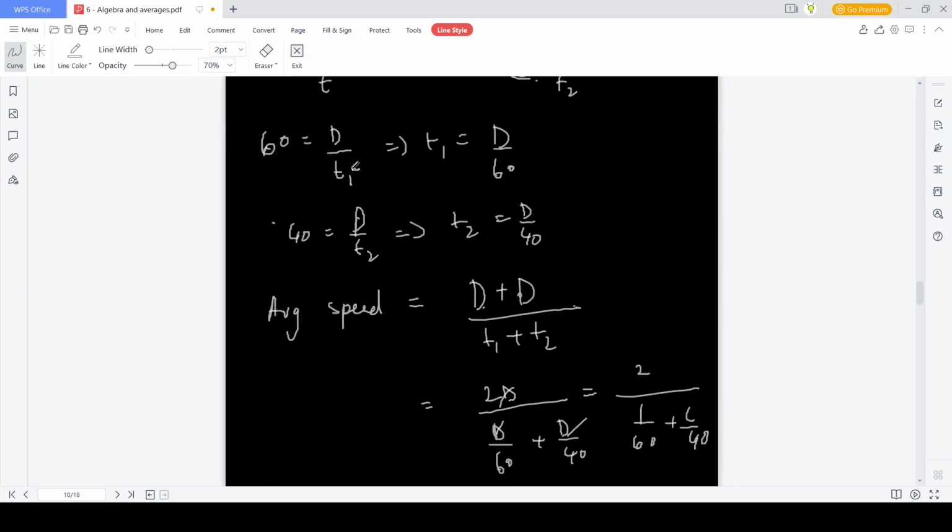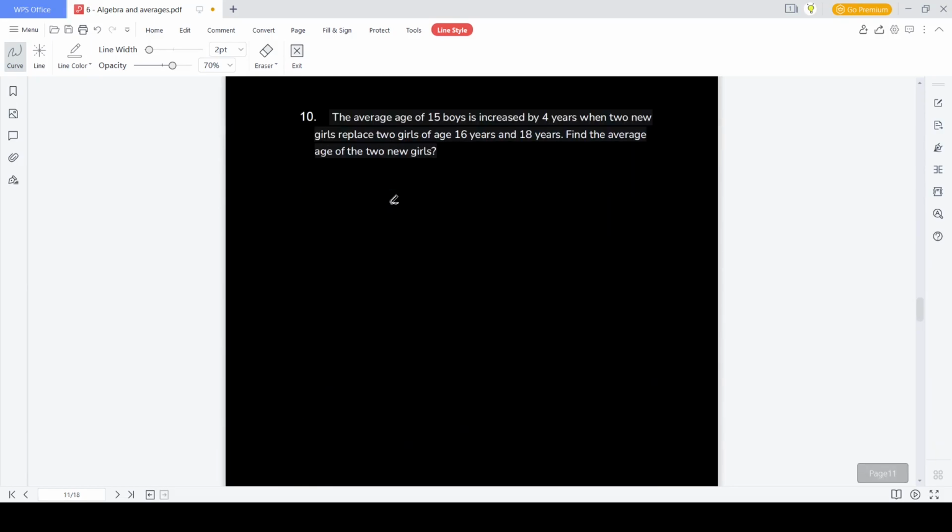Okay. Next question. Now age has started. All this time we were discussing numbers. The average age of 15 boys is increased by 4 years when two new girls replace two girls of ages 16 and 18. Find the average of the two new girls. There is a small mistake in this question. It's not boys but it is girls here.